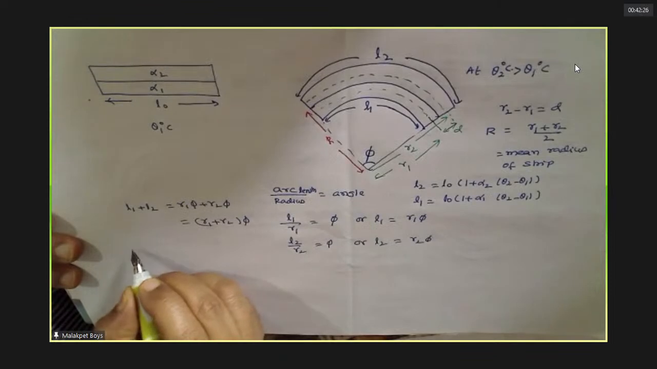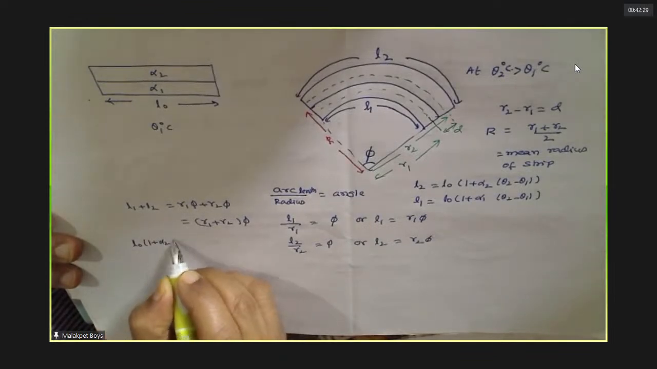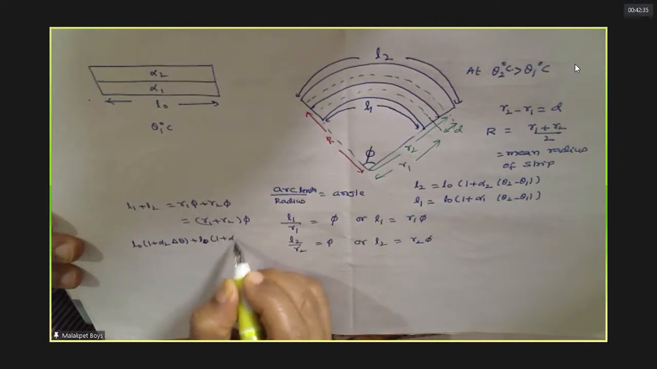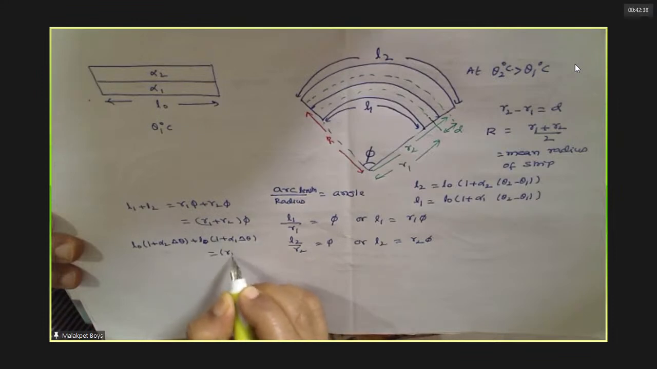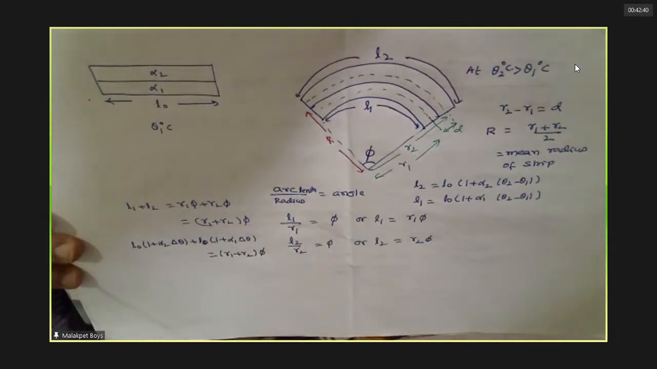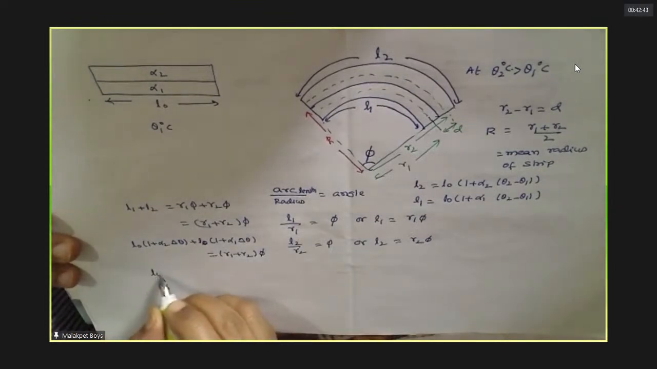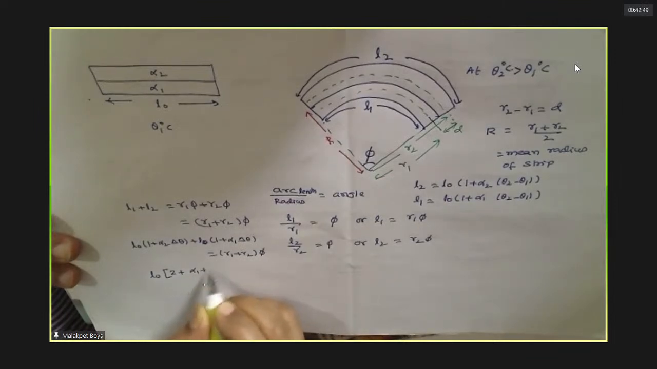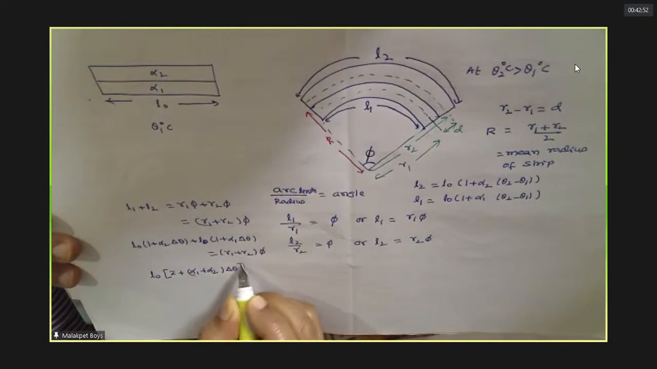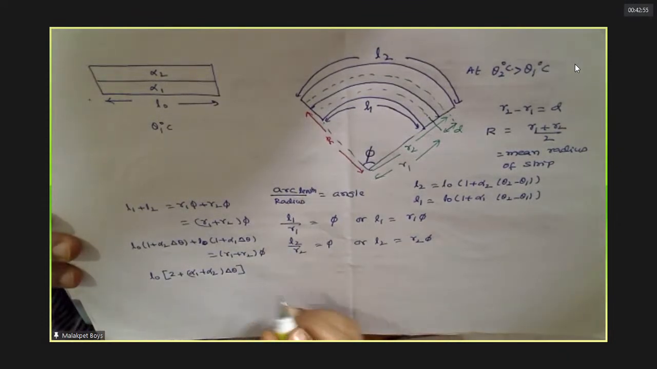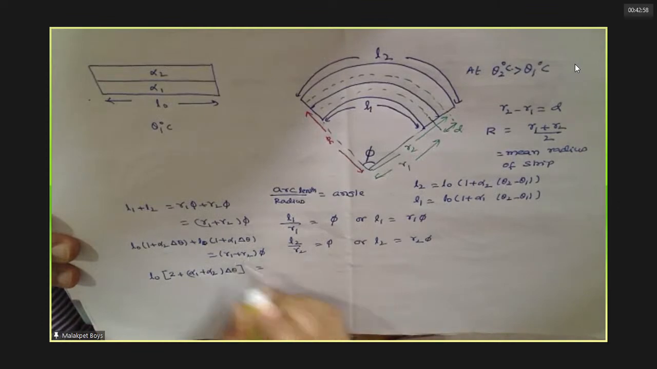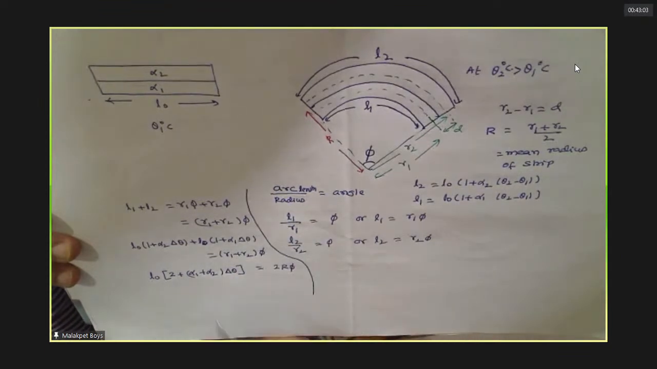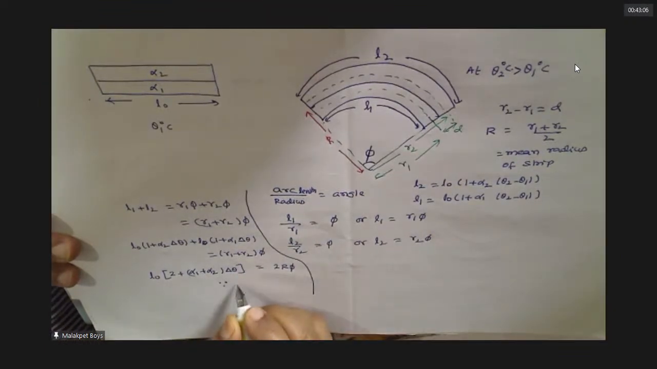So now what is L1? Substitute those values. Do you agree with this? If you take L0 common, R1 plus R2 is what actually? Any doubt is there?